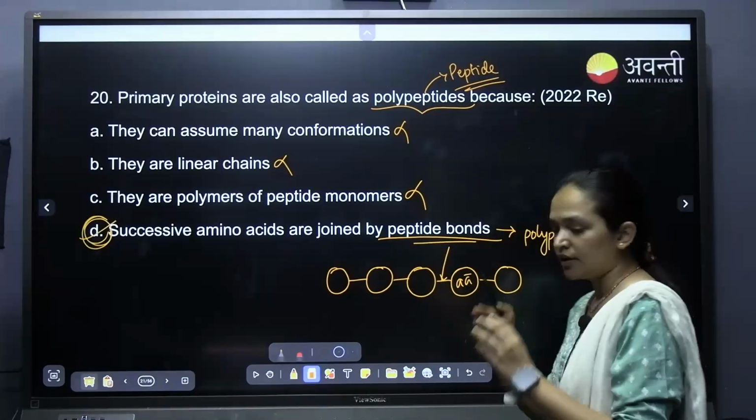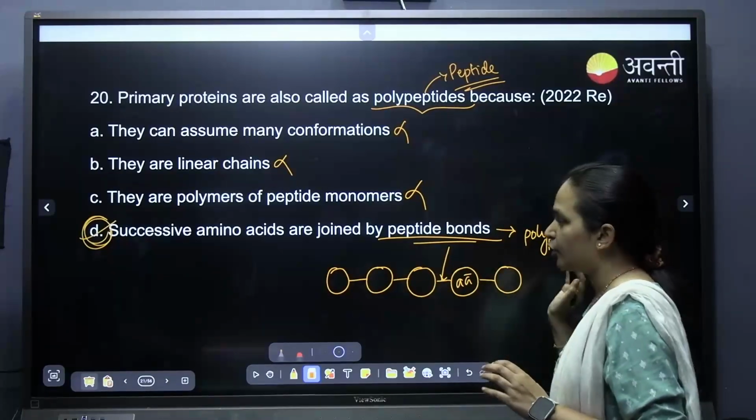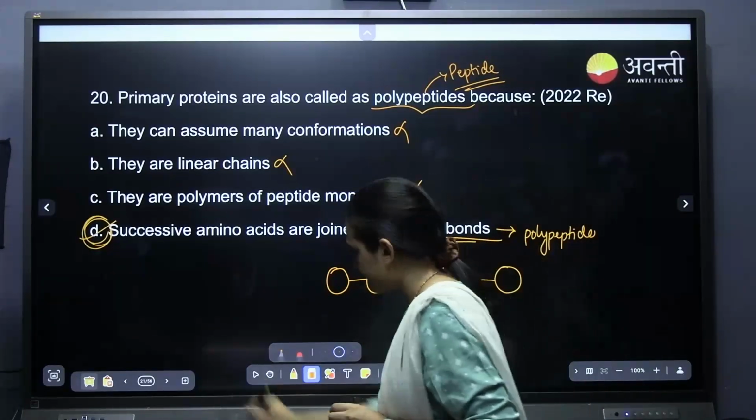So this is a monomer. One monomer is joined with another with the help of a peptide bond. That's why it is called a polypeptide chain.